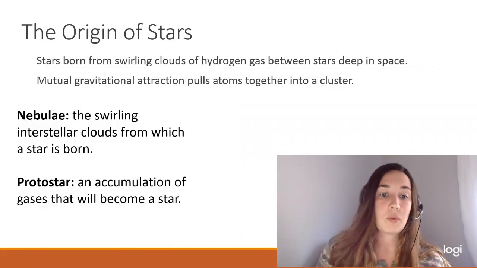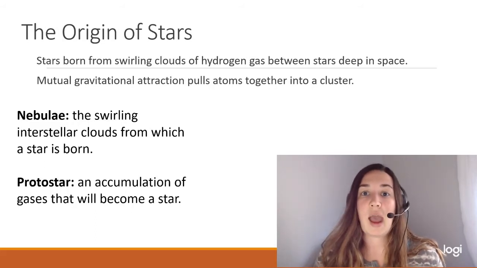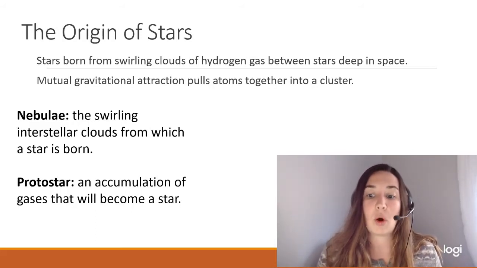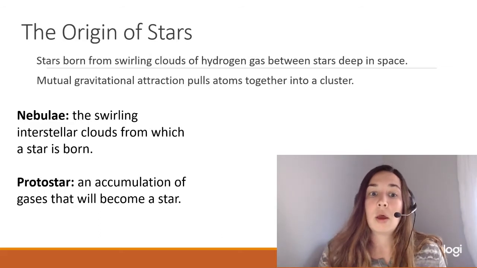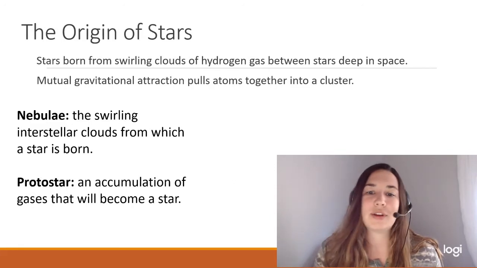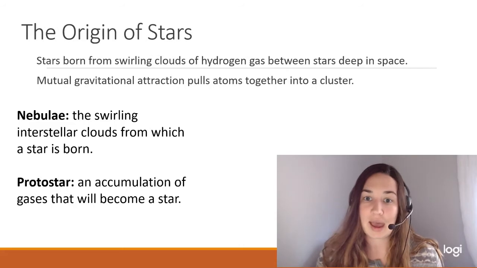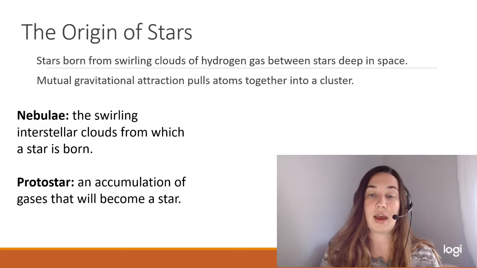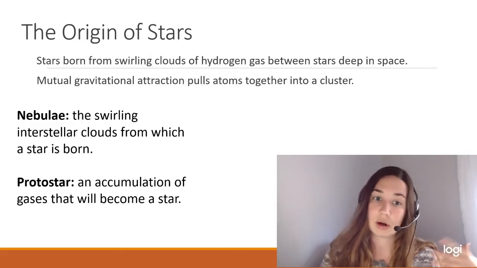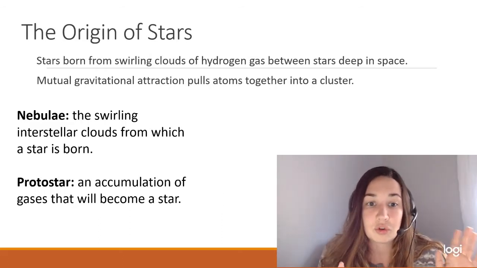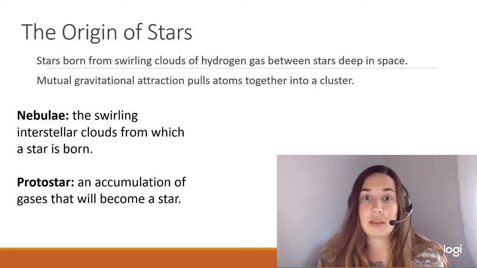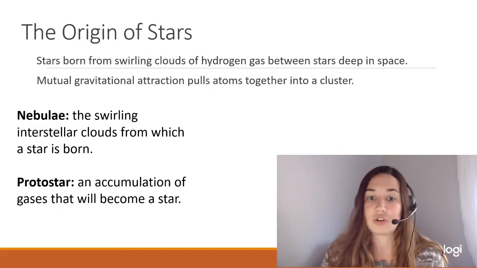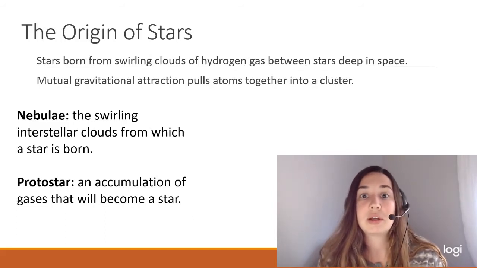Okay, so when we talk about stars, they have to come from somewhere. So what is the origin of our stars here? Well, stars are born, if you've seen the movie, from swirling clouds of hydrogen gas. So basically they start off as a gas, right? Between other stars deep in space, you have this hydrogen gas floating around. And there's gravitational attraction that's happening, and this is mutual. This mutual attraction is pulling these atoms together to form a tight cluster.